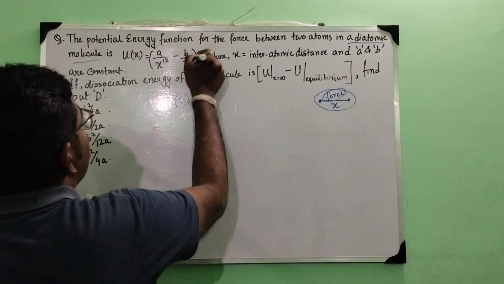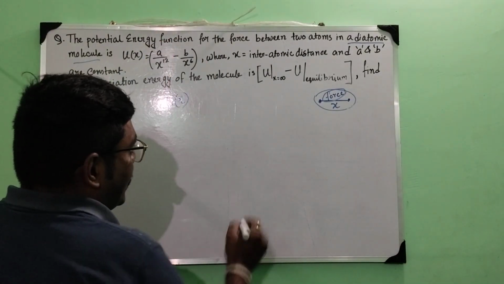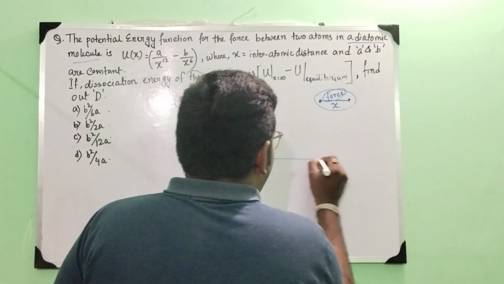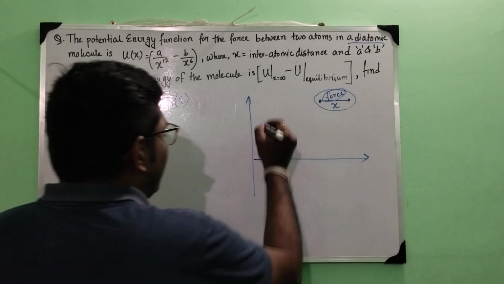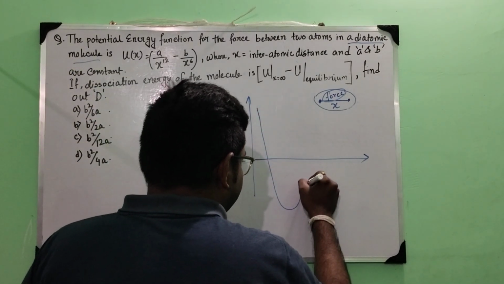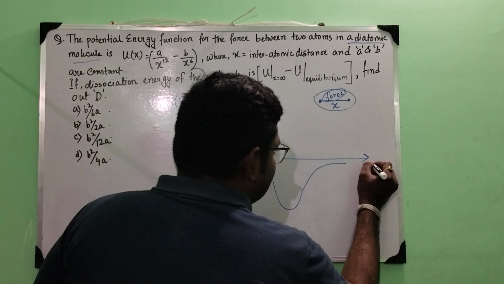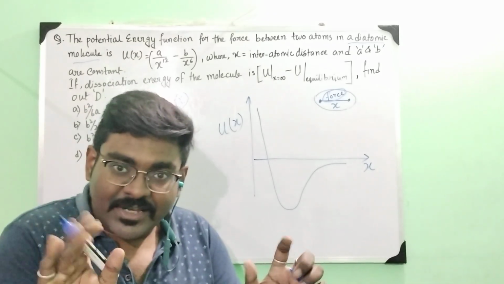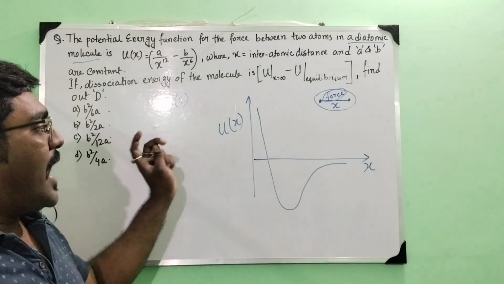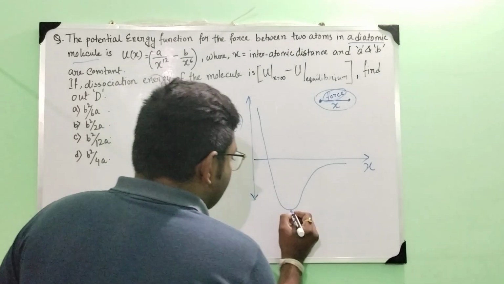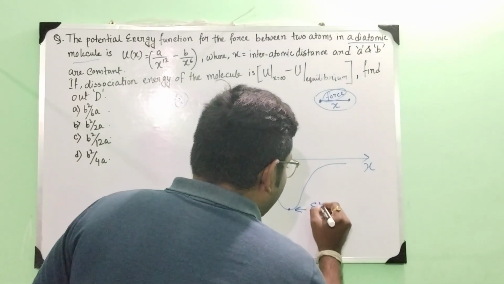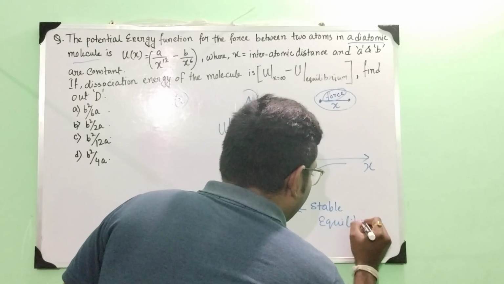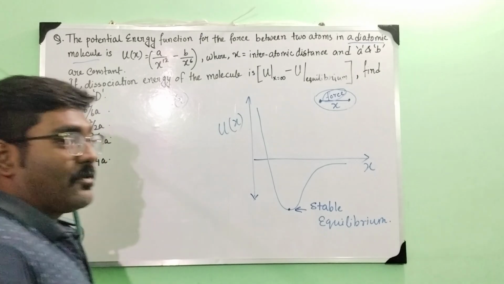Now if you see this potential energy function, again you will study this at graduation level. The potential energy function looks like this. This is x, and this is U as a function of x. Again, this is not in your syllabus. Just for some extra knowledge, I am discussing this. Clear? This point is the stable equilibrium.